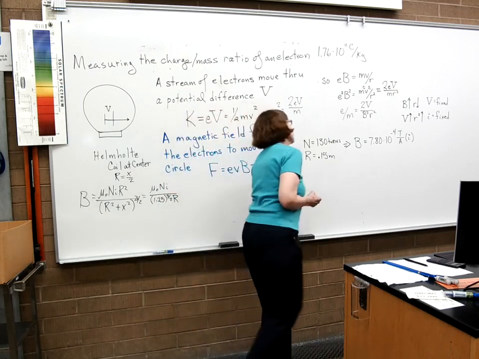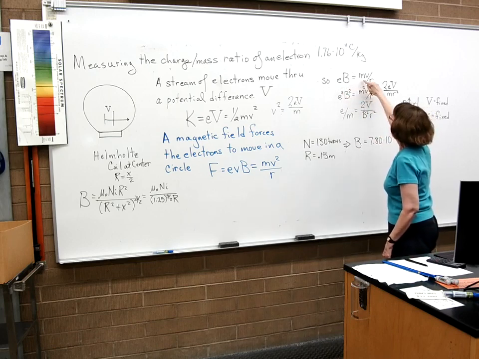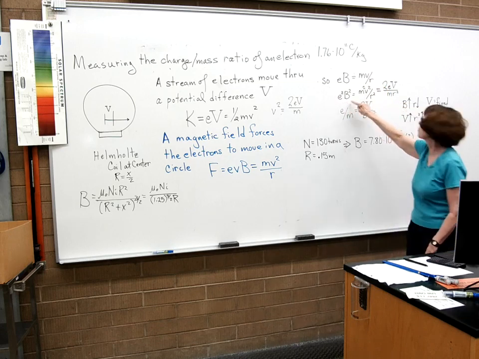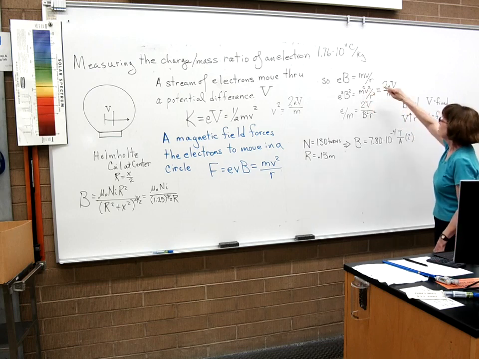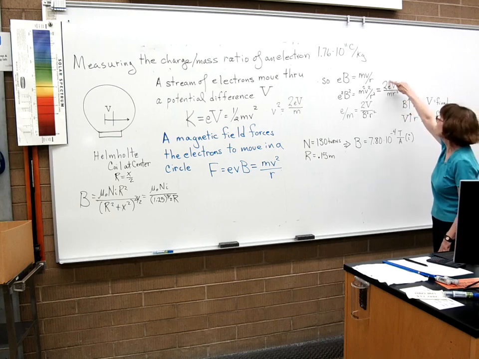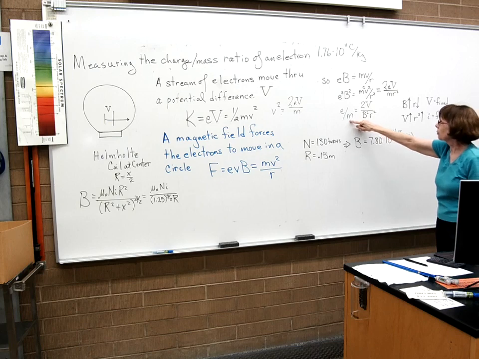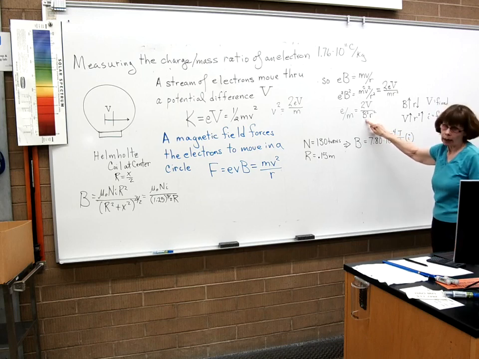So if we look at this and do some math, the charge times the magnetic field would equal mv over r. We square both sides. We have the charge squared times the magnetic field squared is equal to the mass squared times the speed squared over the radius squared. By substitution for v squared, we get 2 times the charge times the voltage over the mass times the radius squared. Therefore, the charge to mass ratio is equal to 2 times the voltage divided by the magnetic field squared times the radius squared. Now we need to take a look at how we get the magnetic field.